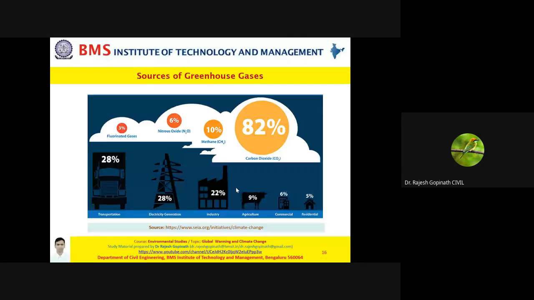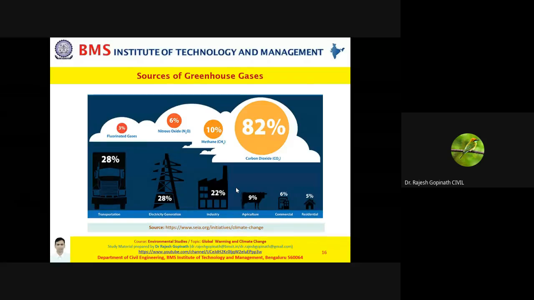Okay, for example, if you do not switch off the fan after use, if you do not switch off the lights after use, you are also contributing to production of greenhouse gases because you are actually sucking the electricity. Electricity is coming from thermal power plants. So it is me and you who is putting stress on the industry, on the electricity generation. So we are also equally responsible.